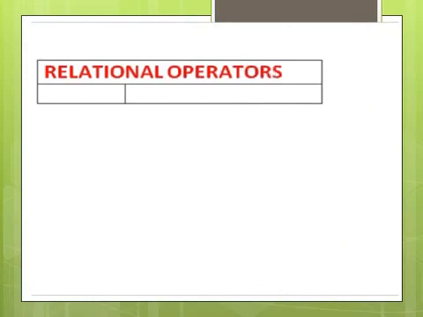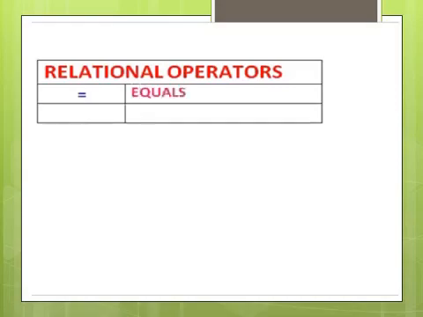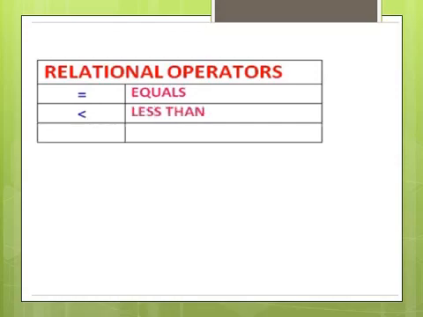The operators used to check a condition are called relational operators. The different types of relational operators are equals. If both the variables are equal, it will return a true value. Less than, the first variable is smaller, it will return a true, otherwise false. Greater than, first variable is bigger, it returns true, otherwise false.